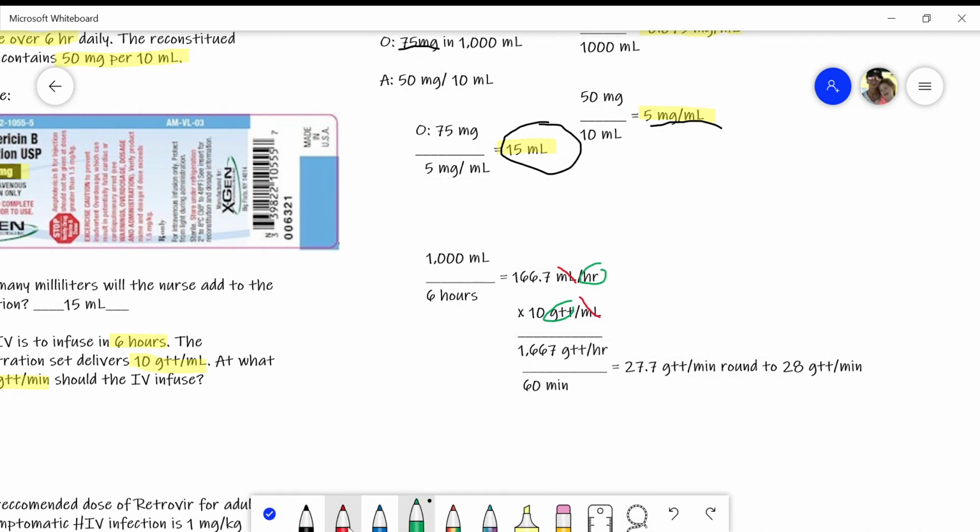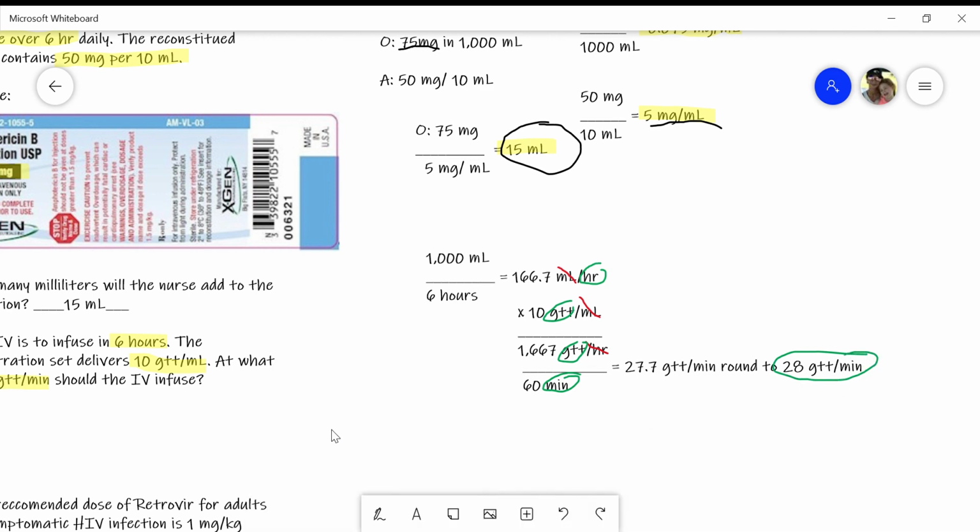And then I usually cross out the hour on this, because you're wanting to do the minute. So you've got GTT a minute, and that's going to be your answer there. Does that make sense?